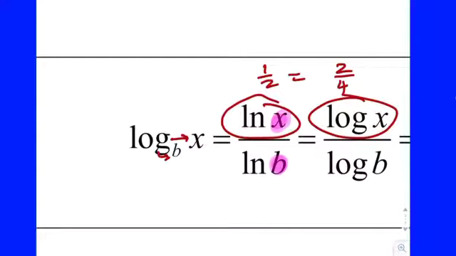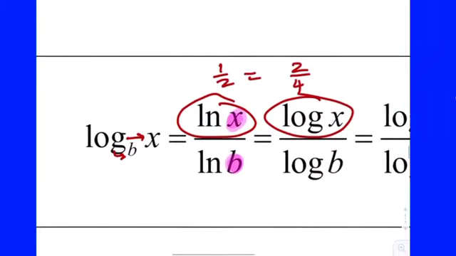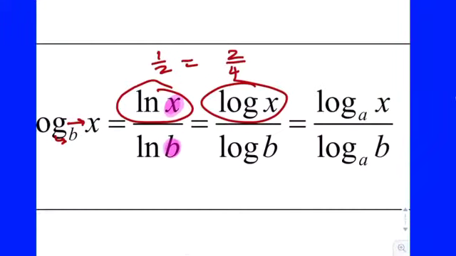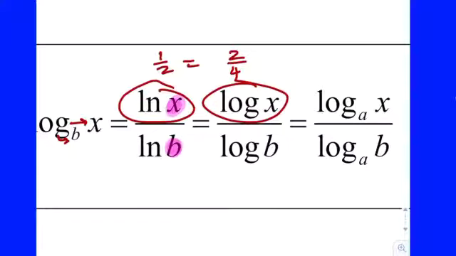In fact, if you don't want base E or base 10, you can pick any third-party base, call it base A, and you can change it to log of your new base of the argument over log of your new base of the old base. So it works for any base. We're just probably going to want to use base E or base 10 because our calculator has that. All right, so let's see how that's done.